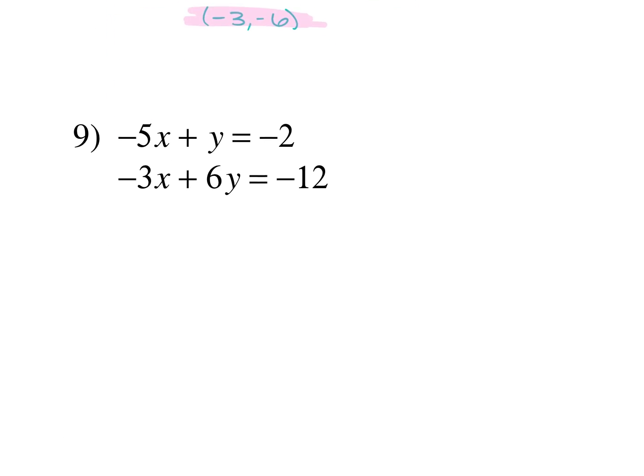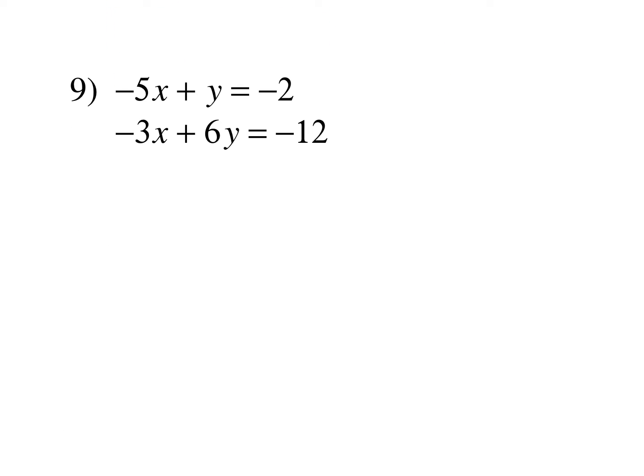For number 9, you have 5x plus y is equal to negative 2, and negative 3x plus 6y is equal to negative 12. Which of these do you want to solve for what variable? The first one for what? X or y? Okay, so if we have negative 5x plus y is equal to negative 2, you want to get y by itself. We're going to add the 5x to both sides. And we just have y is equal to 5x minus 2.